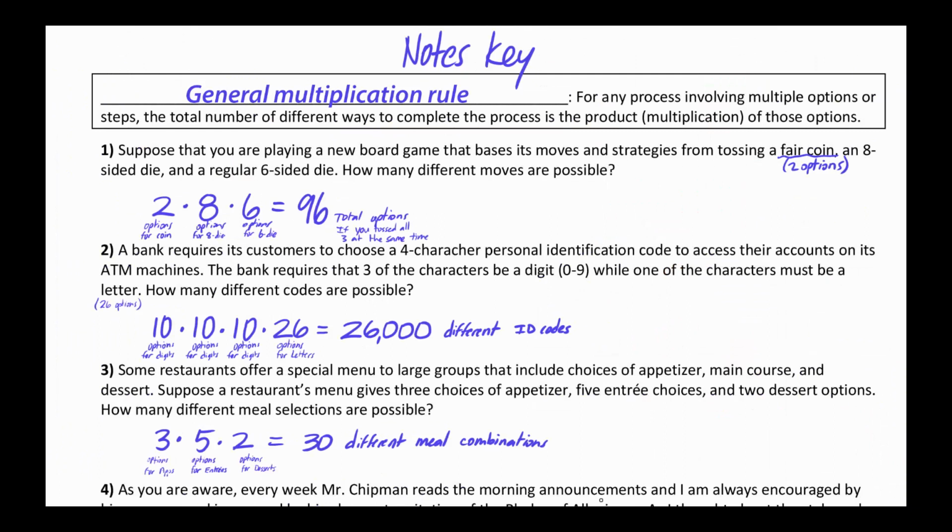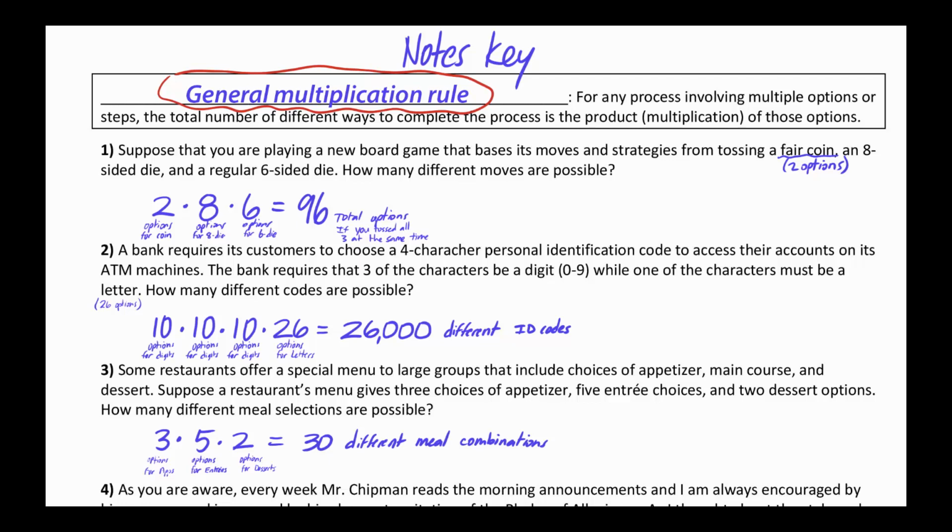If you go ahead and flip with me to the second page here on our notes, we're going to get started with a definition. It's a very simple idea, but it's an important idea because everything hinges on it. So this first vocabulary idea is called the general multiplication rule, right there. For any process involving multiple options or multiple steps, the total number of different ways that you can complete that process is found by multiplying all of those options out.